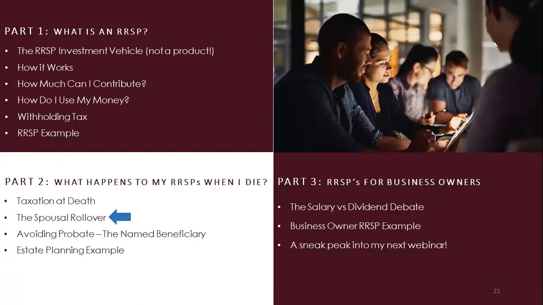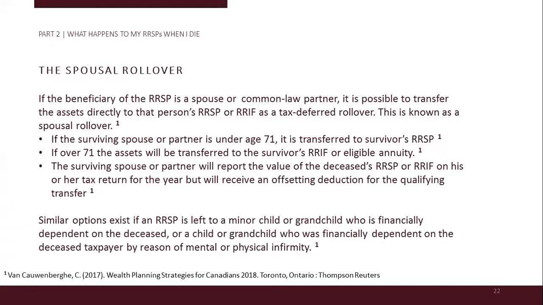First, the spousal rollover. If the beneficiary of the RRSP is a spouse or common law partner, it is possible to transfer the assets directly to that person's RRSP or RIF as a tax-deferred rollover. This is known as a spousal rollover. If the surviving spouse or partner is under age 71, we can transfer it to their RRSP. If they're over 71, these RRSP assets will be transferred to the survivor's RIF or eligible annuity.